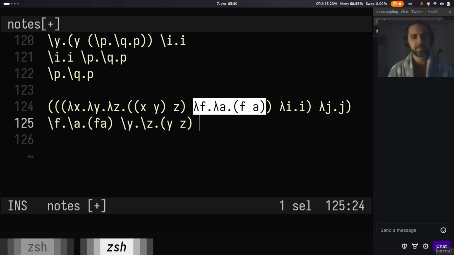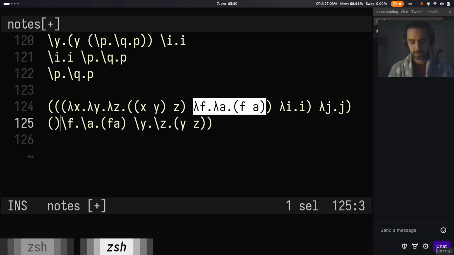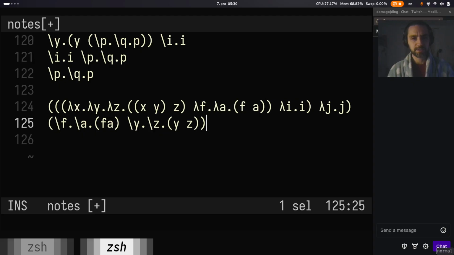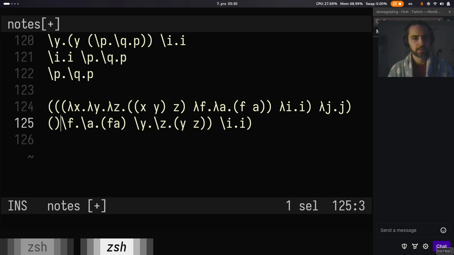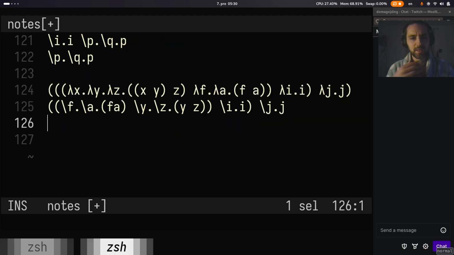So that will be our first thing. And outside of that, let's close this. Let's close this. And outside of that, we're going to have from before lambda i dot i. And well, let's close that too. Let's close that too. And outside of that too, we're going to have a lambda j dot j. So now what do we do? Now we do lambda i dot i.